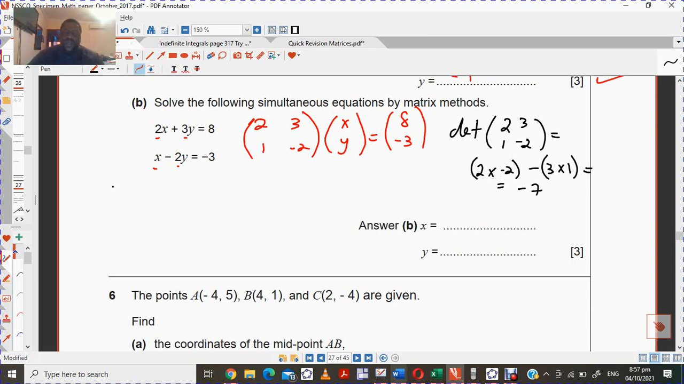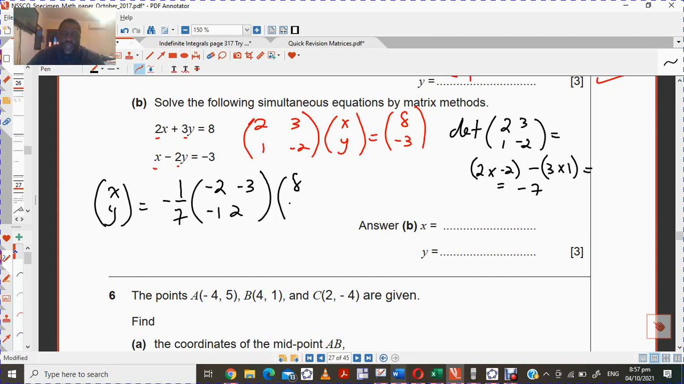So the inverse of this matrix: if you take this and multiply by its inverse, I'm going to be left with xy equals that inverse. Please start with that inverse. So it's negative 1 over 7. And for the inverse, you swap this, so it's minus 2, 2 here, and you change the signs here. Then you multiply that with 8, negative 3. So you're nearly done. Don't multiply out yet with the minus 1 over 7. Keep it there.